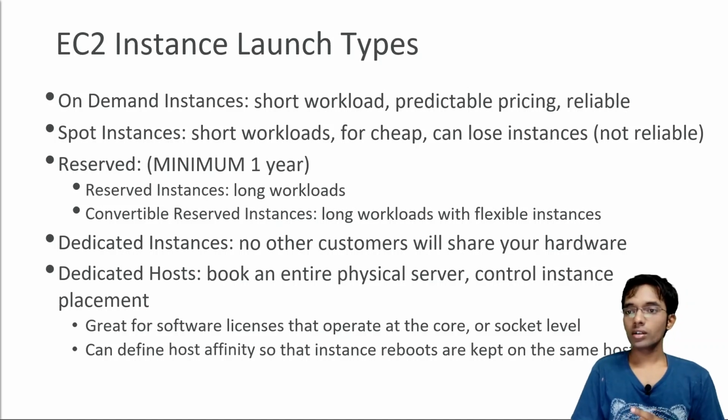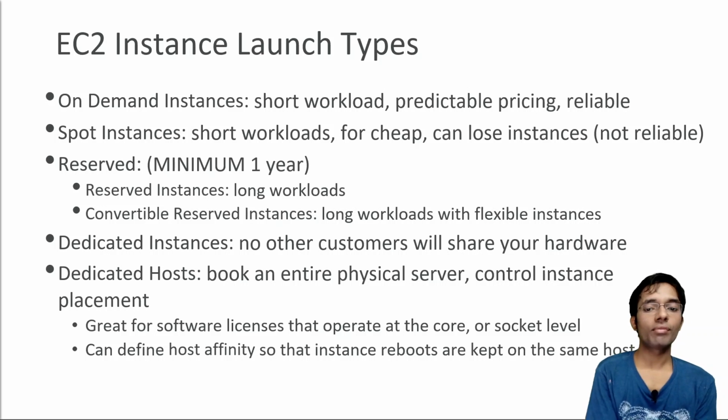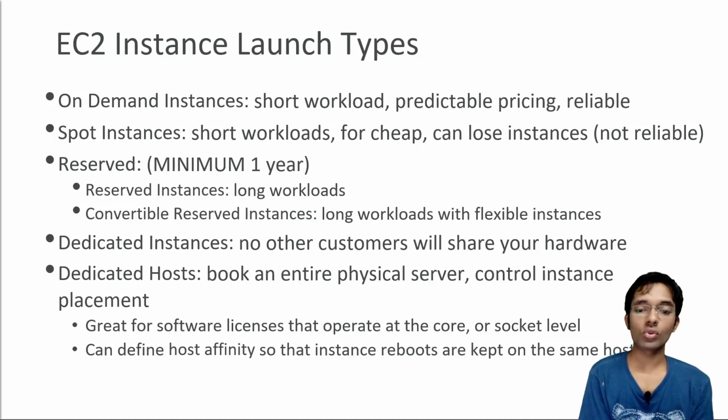Now let's discuss EC2 launch types and savings plans. So we have on-demand instances. They are here for when you have short workloads with predictable pricing, and they are going to be very reliable. They are the kind of instances that you launch when you first start on the console.